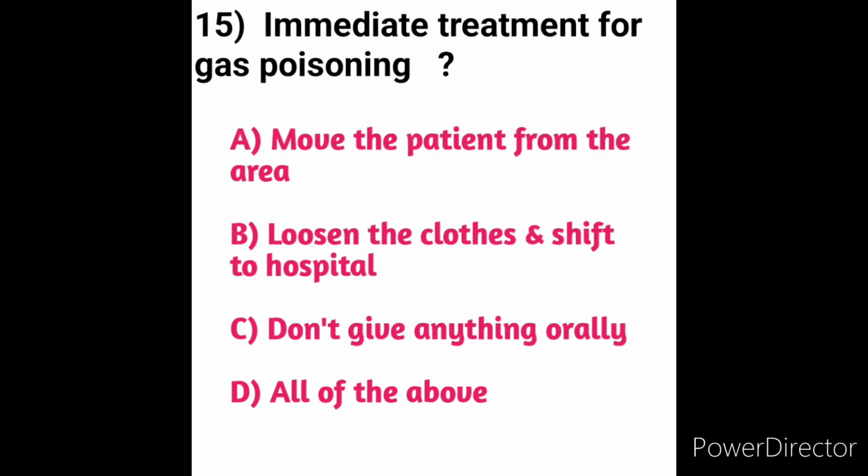Immediate treatment for gas poisoning. What is the immediate treatment for gas poisoning? We will see the options. Option A, move the patient from the area. Option B, loosen the clothes and shift to hospital. Option C, don't give anything orally. Option D, all of the above. Now, the first aid or immediate treatment for a gas poisoning client.